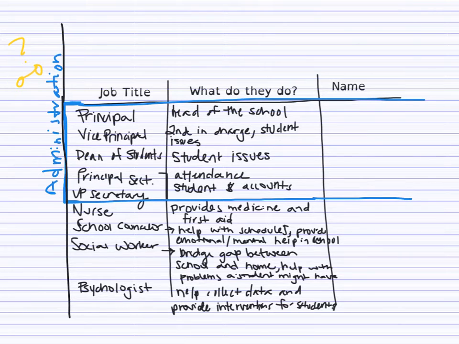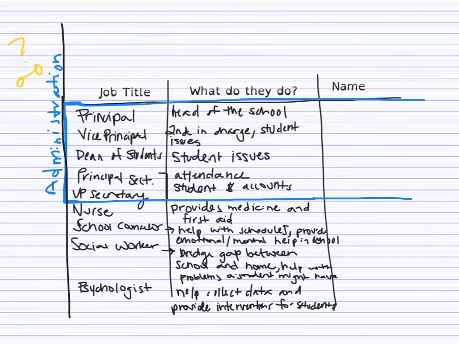So administration, those are the people who take care of daily office needs. Your principal, your vice principal, your secretaries, your dean of students, they're considered the administration of the building. Now that is a very important word. You can go home and share with your family and say, I know what administration means, and I can tell you who the administrators of my building are.